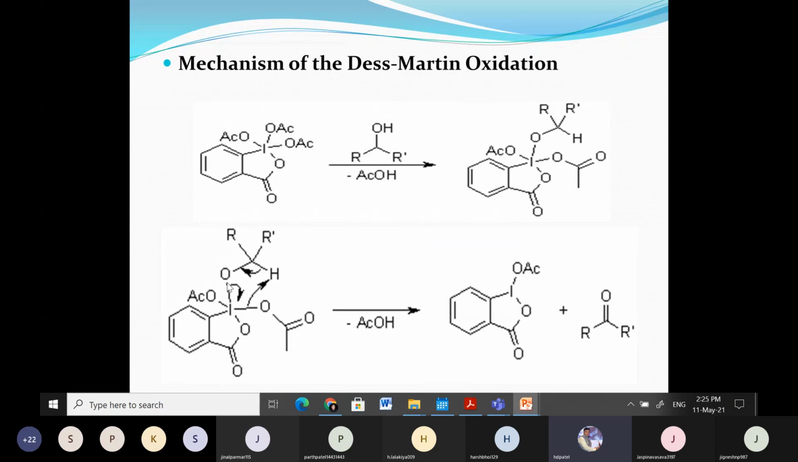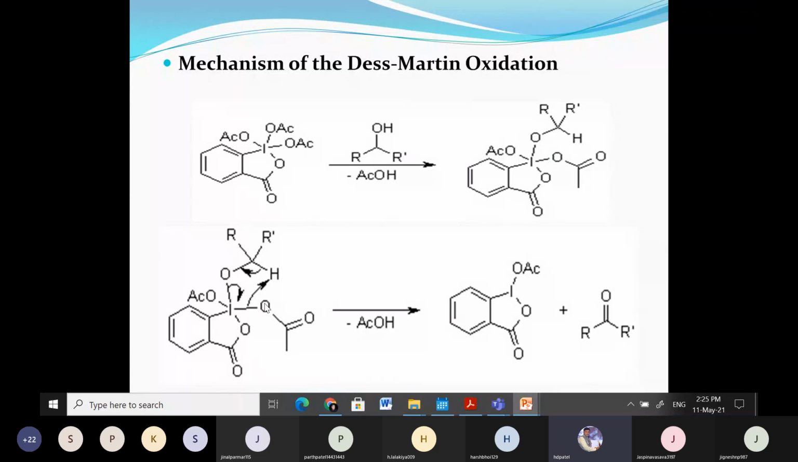Here we can see the iodine will pull electrons from the oxygen. Why does it pull electrons from the oxygen? Because the oxygen is attached with the carbon and the carbon is attached with the hydrogen. So oxygen, having higher electronegativity, will pull electrons from the carbon, and the carbon will pull electrons from the hydrogen. This is the first case.